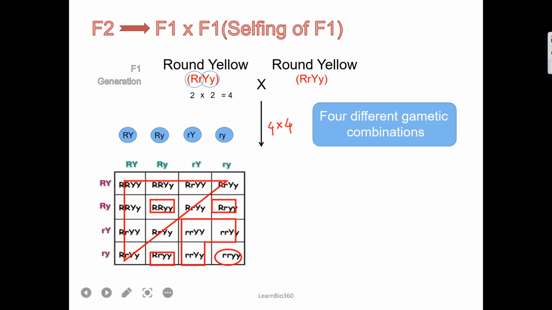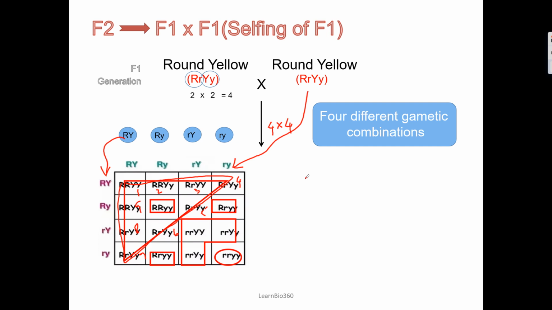We are writing the gametes of this plant on the y-axis and the gametes from the other on the x-axis, and we are drawing the checkerboard. If you see here, there are 16 different combinations. Of these 16 combinations, this diagonal and the straight lines, all these 9, if you count them, there will be 9. 1, 2, 3, 4, 5, 6, 7, 8, 9.